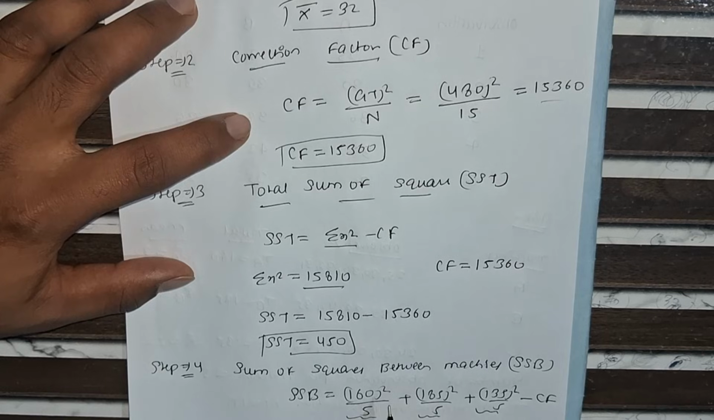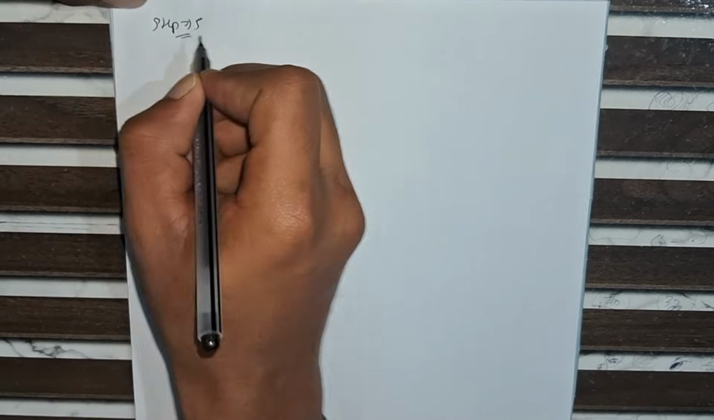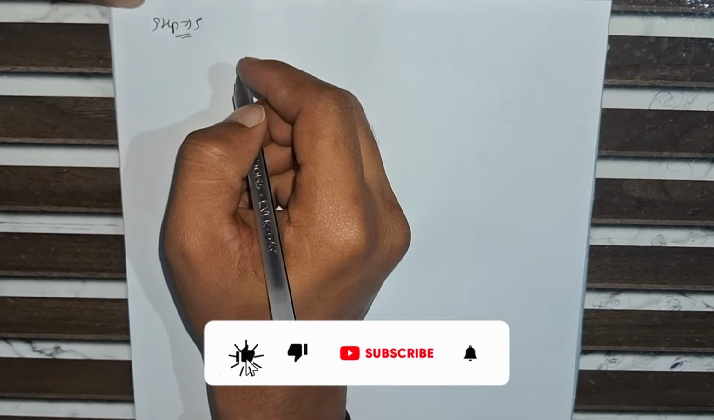So now move to our fifth step. So our step 5, where we are calculating sum of square within the machines.